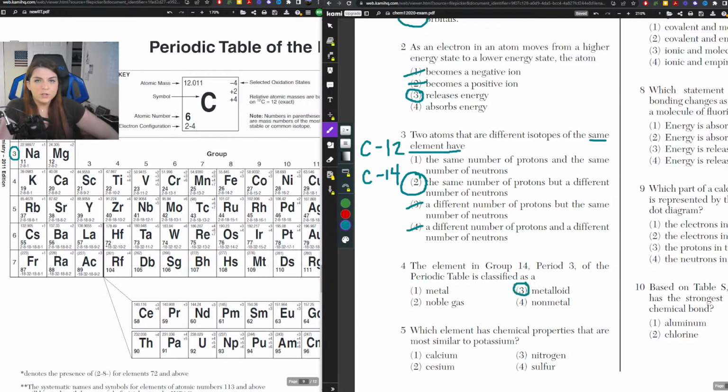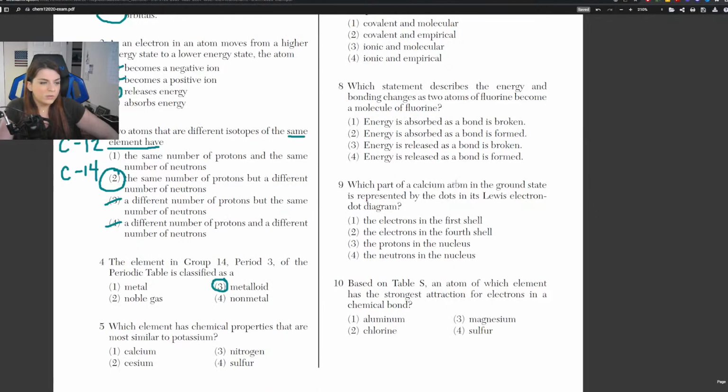Group 15, I'm sorry, question 5. I don't know where my brain just went right there. Which element has chemical properties that are most similar to potassium?